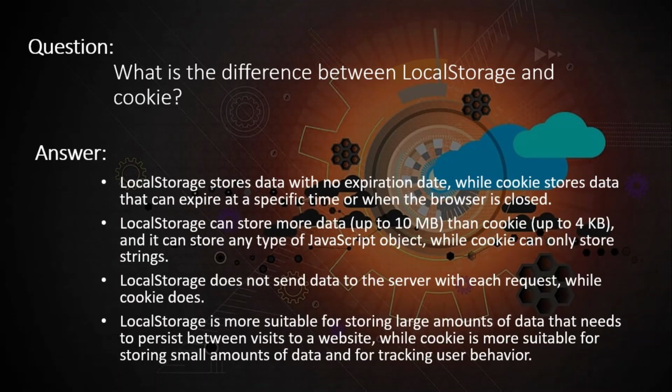What is the difference between local storage and cookie? Local storage stores data with no expiration date, while cookie stores data that can expire at a specific time or when the browser is closed. Local storage can store more data, up to 10 megabytes, than cookie, up to 4 kilobytes, and it can store any type of JavaScript object, while cookie can only store strings. Local storage does not send data to the server with each request, while cookie does. Local storage is more suitable for storing large amounts of data that needs to persist between visits to a website, while cookie is more suitable for storing small amounts of data and for tracking user behavior.